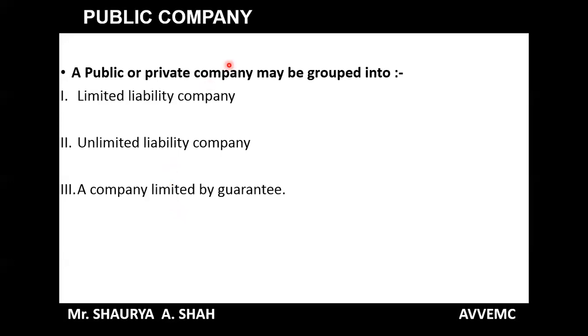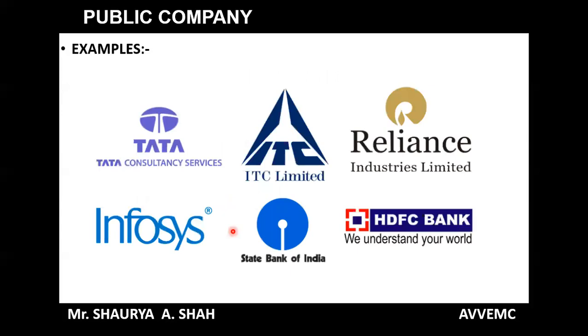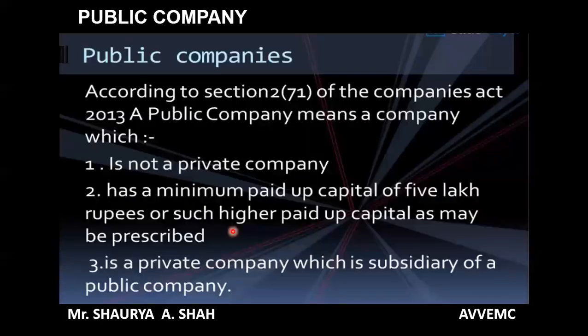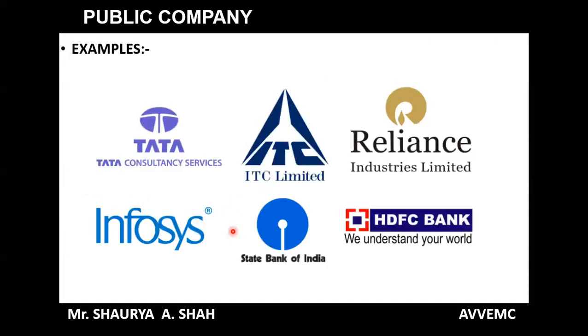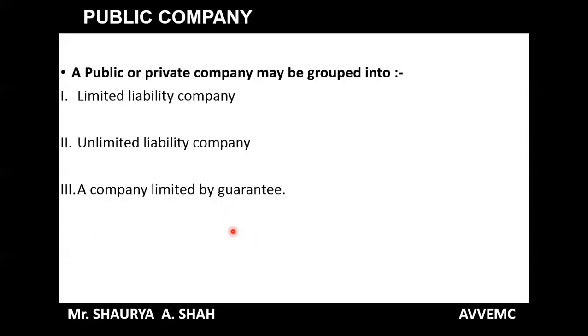Both of these can be part of either a public company or a private company. So it is a common heading which you can write in both the companies. First is limited liability, means limited only up to the unpaid capital. Unlimited liability, there is no limit, you have to pay all the debts. A company limited by guarantee is limited only up to the guaranteed amount. So I suppose each and everyone is now clear with the public company, its features, its examples and its types. I hope it is clear.